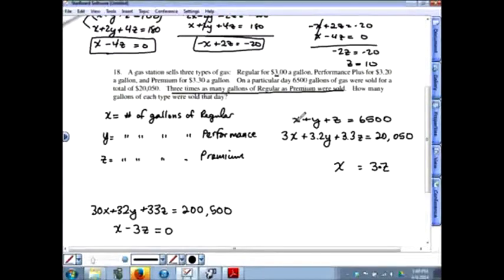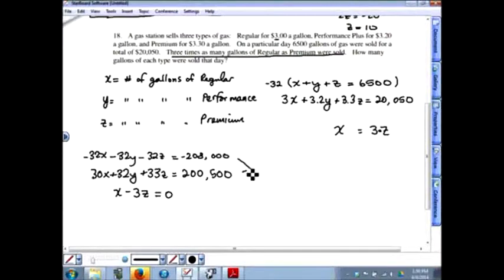Y is missing. So I'm going to try to take the top two equations and eliminate the y variable. Now if you notice, there's a 32 coefficient in front of the y now in this middle equation. So if we were to take this top equation and multiply it by negative 32, that would allow us to eliminate y. So I'm going to multiply the top equation by negative 32. So it becomes negative 32x minus 32y minus 32z. And multiply 6,500 by negative 32, you get negative 208,000.